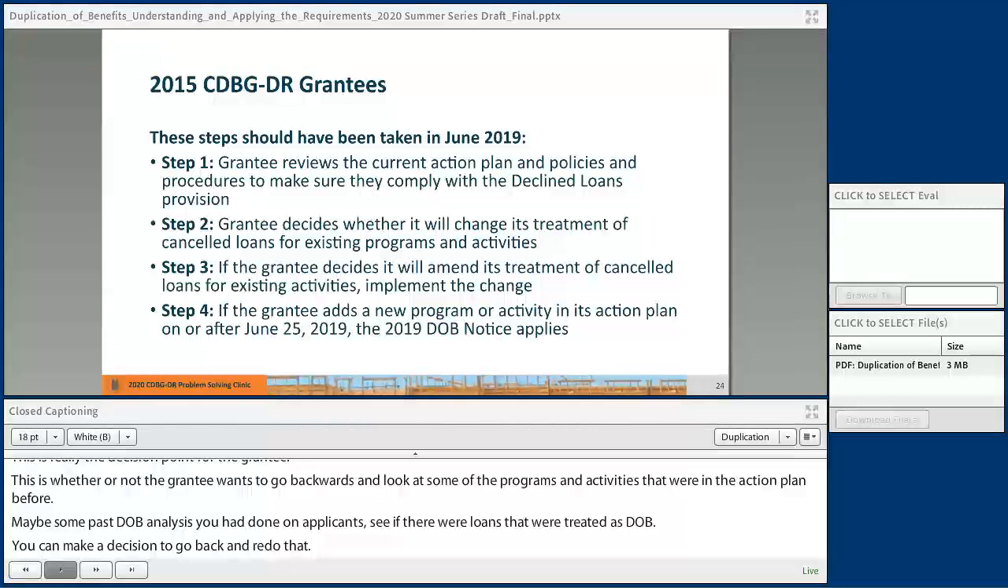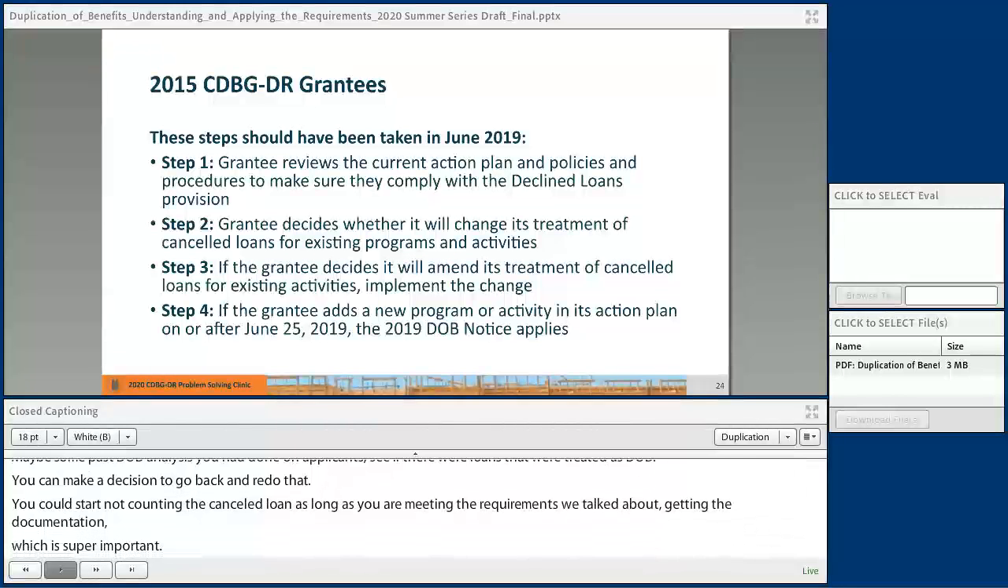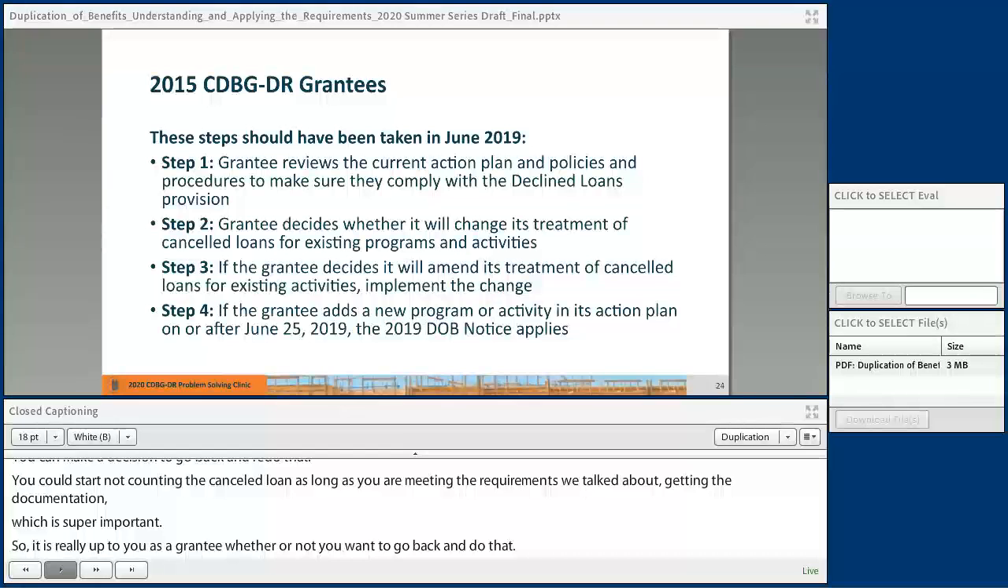So it's really up to you as a grantee whether or not you want to go back and do that. What should be really clear to both the public and the HUD staff who are coming to monitor is what decision you made and when you made it. So that should be written down somewhere. It should be in your policies and procedures. It shouldn't be a question about what decision you made about going backwards.